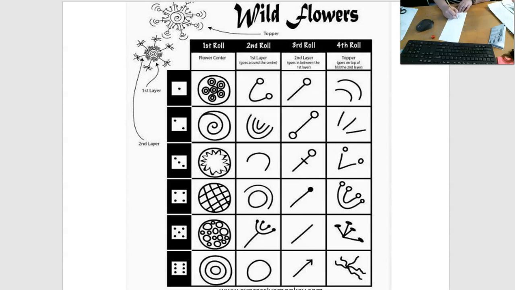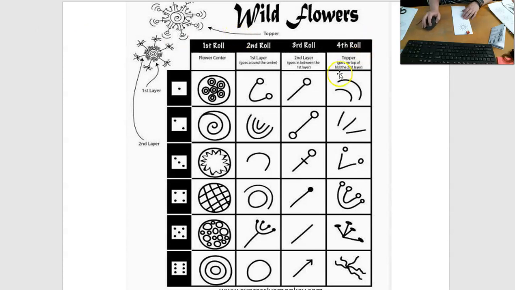And I'm going to go all the way around between each of my first layer, my second roll design there. Whoops, that wasn't a very neat circle. There we go. So you can see if I had fewer circles, I would also have fewer lines and circles. And now it's time for my fourth roll, which is the topper. Oh, I got a 6 again.